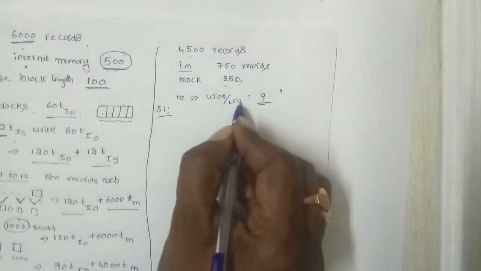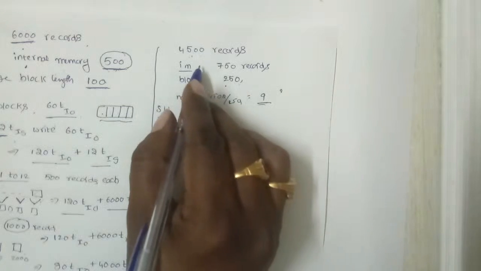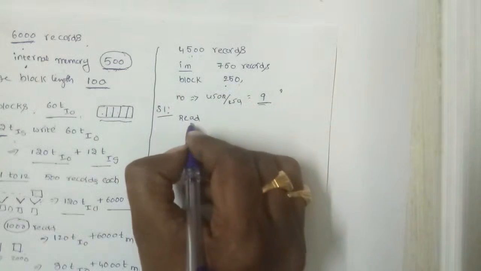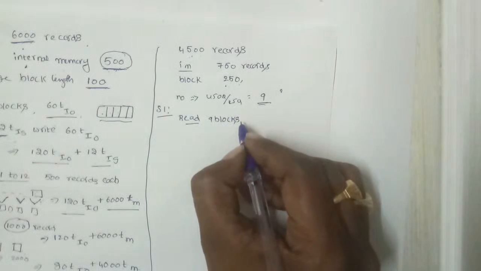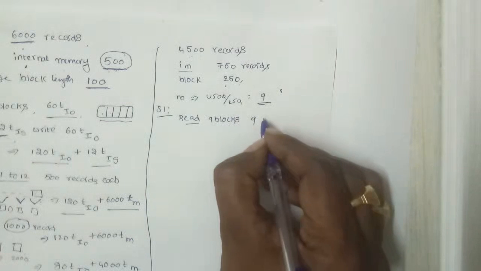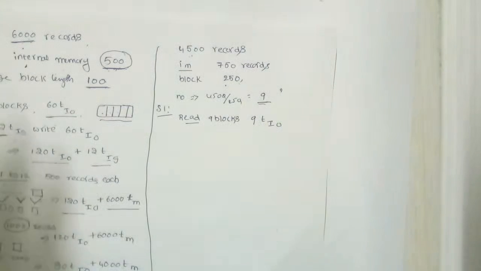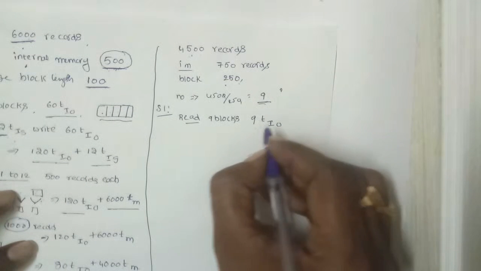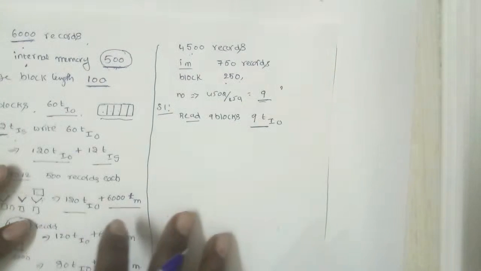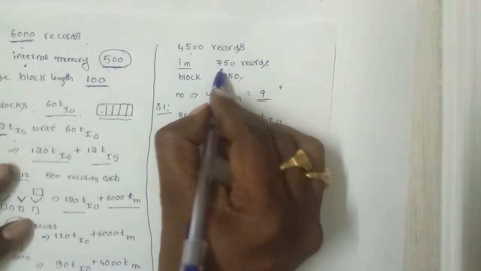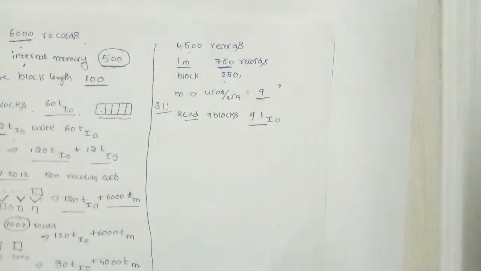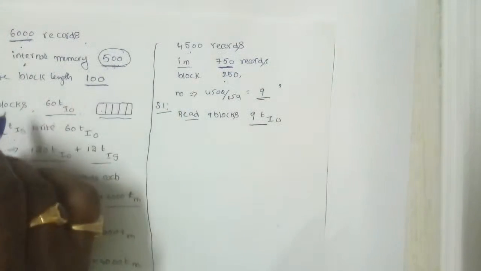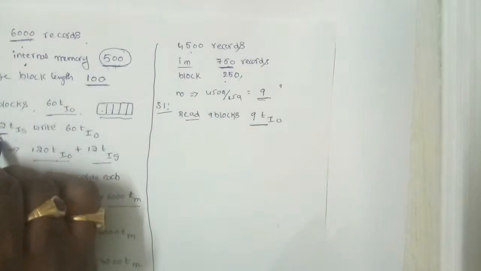Now we have to read 9 blocks, and reading 9 blocks takes 9 TIO, and then perform the sort operation. We have to perform the sort operation for 750 records at a time.